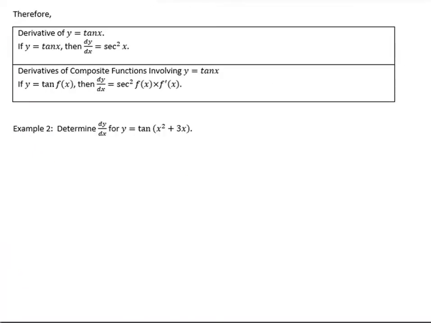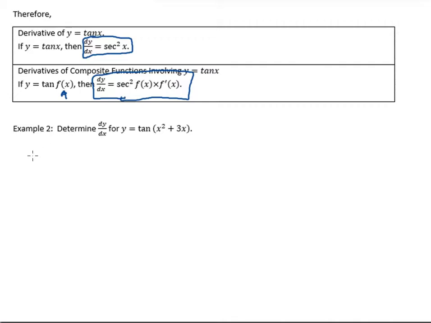Okay, so we have this written here. So the derivative of y equals tan x is just secant squared x. Okay, and now if we have tan of a function, we're going to write secant squared of that function times the derivative of that function.